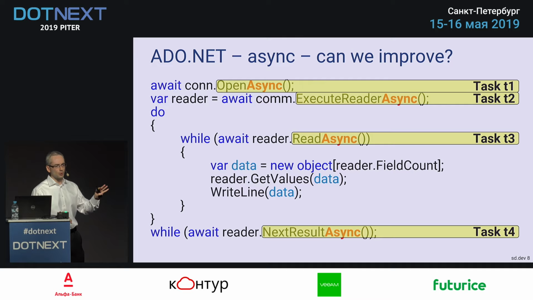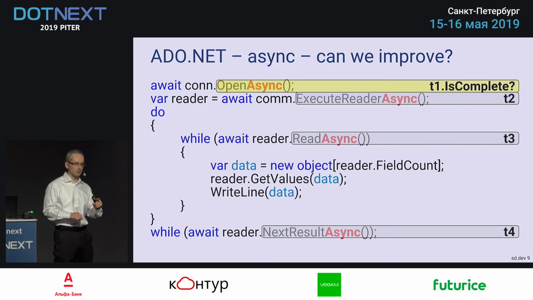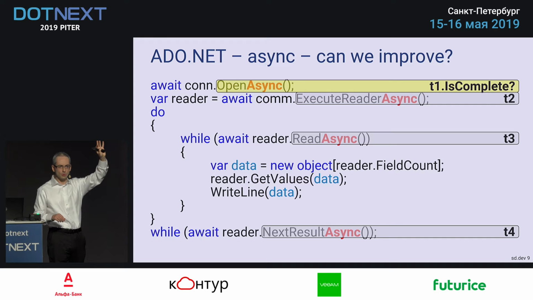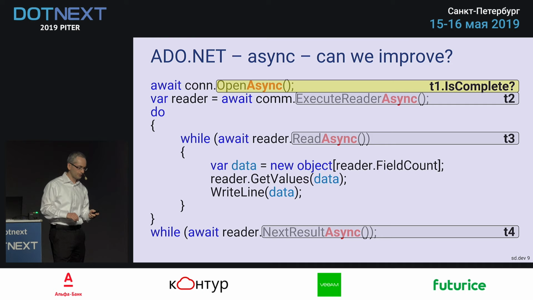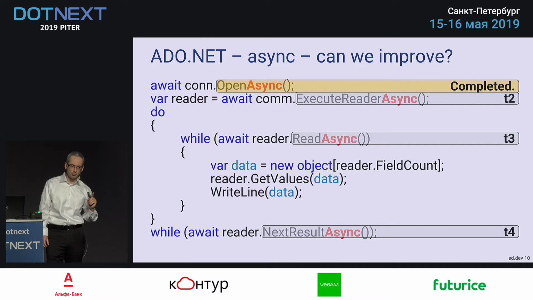So let's deal with them one by one. The very first task that we get by calling connection.OpenAsync, is that task complete or incomplete? How many of you think that that task will be complete? Very few hands. How many of you think that that task will be incomplete? I would say a lot more hands. So the reality is that this task will be completed, and I think that a lot of you might actually be surprised by that. So the obvious question is why? Why would it be completed?